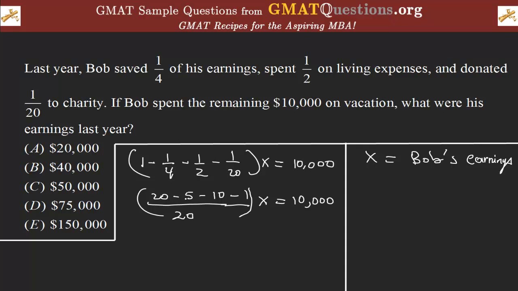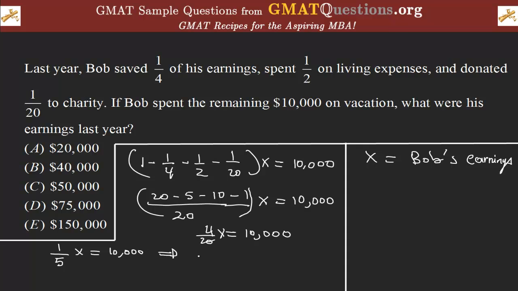Now, 20 minus 5 is 15. 15 minus 10 is 5. 5 minus 1 is 4. So 4 over 20 of X is equal to 10,000. Now, before numbers get big, we can really simplify this. You can simplify it now or later, but the key is to make some simplification before numbers get big. So 4 over 20 is the same as 1/5 of X equal to 10,000.